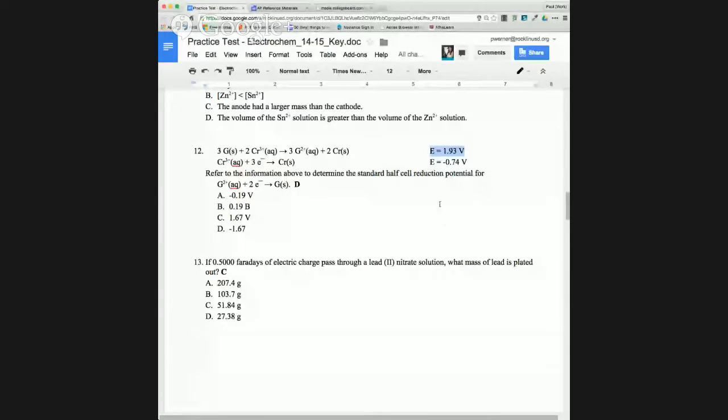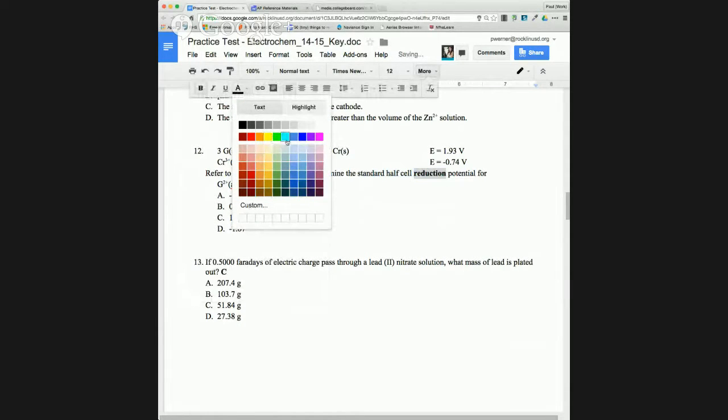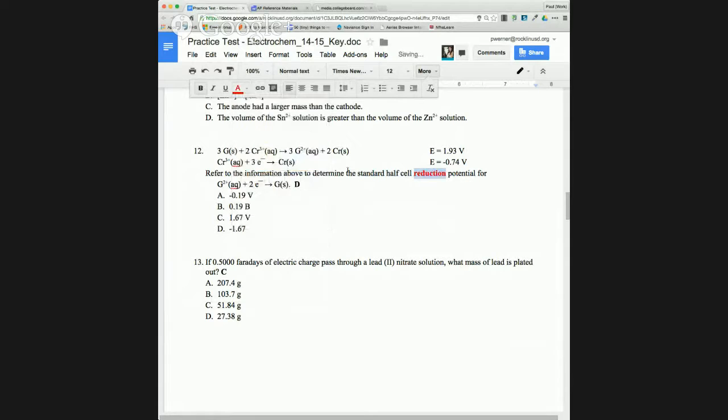When you're doing these calculations, you'll notice that it says determine the standard half cell reduction potential. Reduction. Let me give that a little extra boost. Give it a little red. Reduction. This is the reduction potential. If it's the reduction, then when you get the number, it needs to be in the reduction form, okay? And so here it is. This is the reduction form.